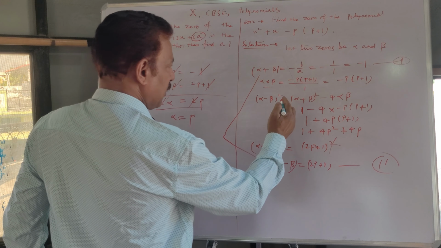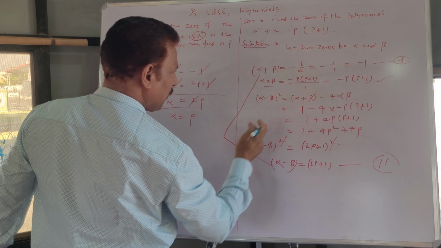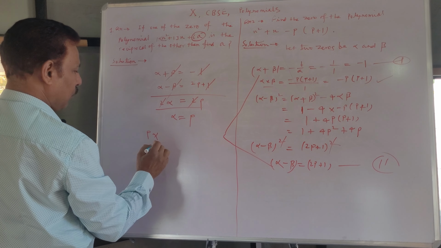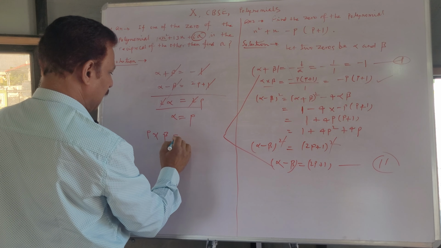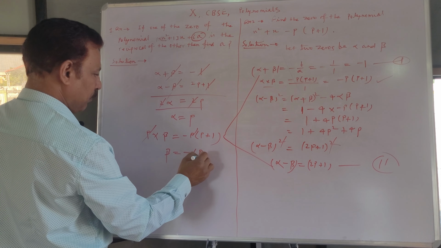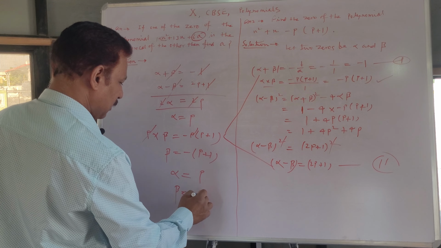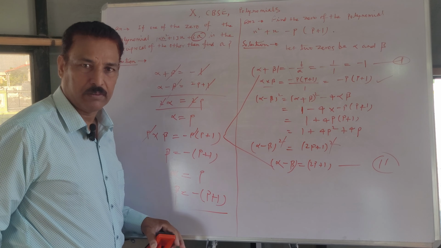Now take up this equation. You can take any one, but let us take up this equation. Alpha beta is equal to minus p plus 1. What is the value of alpha? p. What is the value of beta? That we want to find out right now. p cancelled away by p. What is beta? Minus p plus 1. Keep it like this. So finally, you got alpha is equal to p, and beta is equal to minus p plus 1. So this is your answer. Thank you.